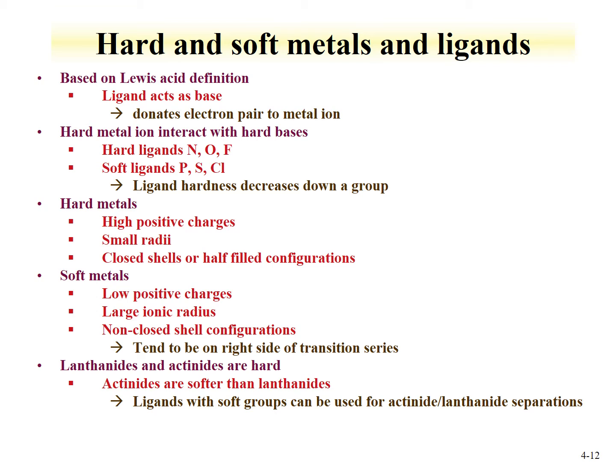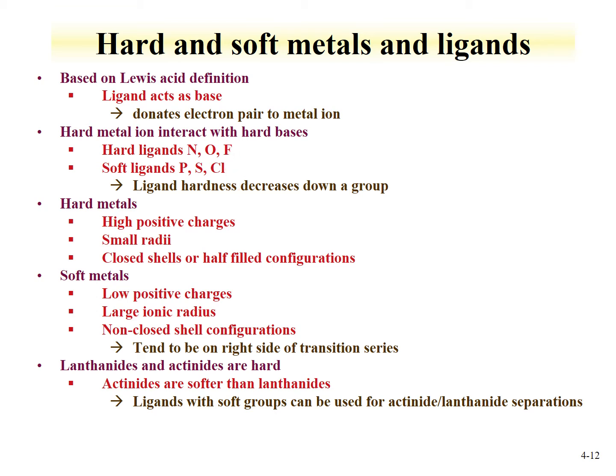We'll start discussing metal-ligand interactions, and possibly the simplest model is just treating those interactions as acids and bases, where the ligand can act as a base and the metal acts as an acid. These can be divided into hard metal-ion interactions with hard bases. We can divide these groups into hard and soft ligands. Ligand hardness decreases down a group, so fluorine is harder than chlorine.